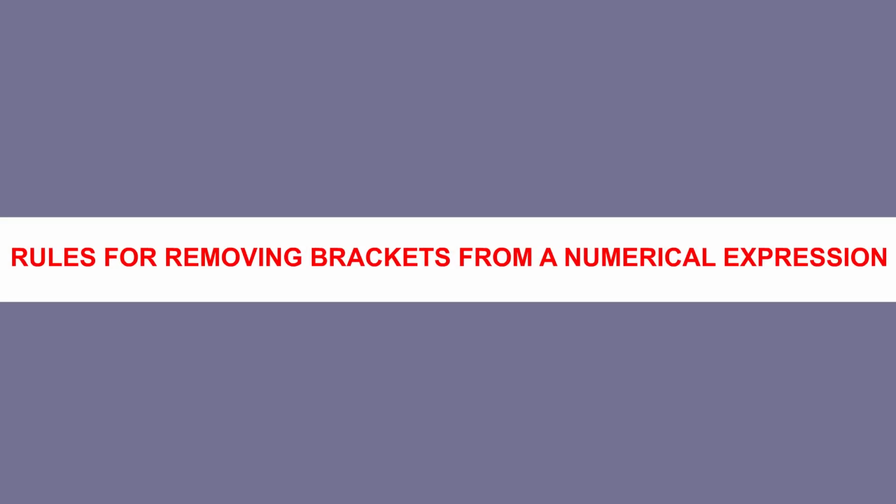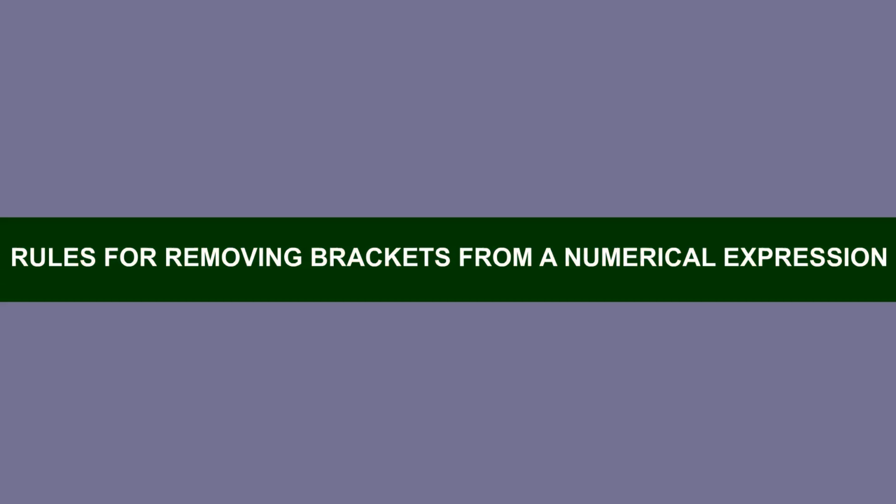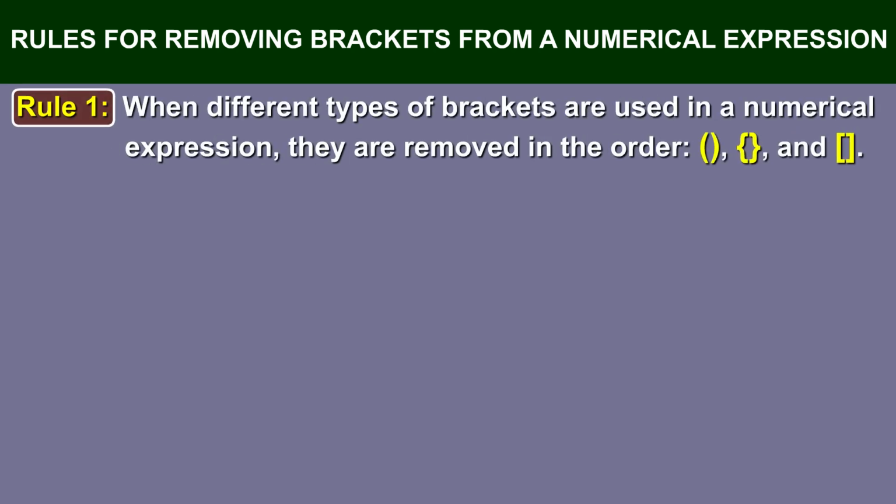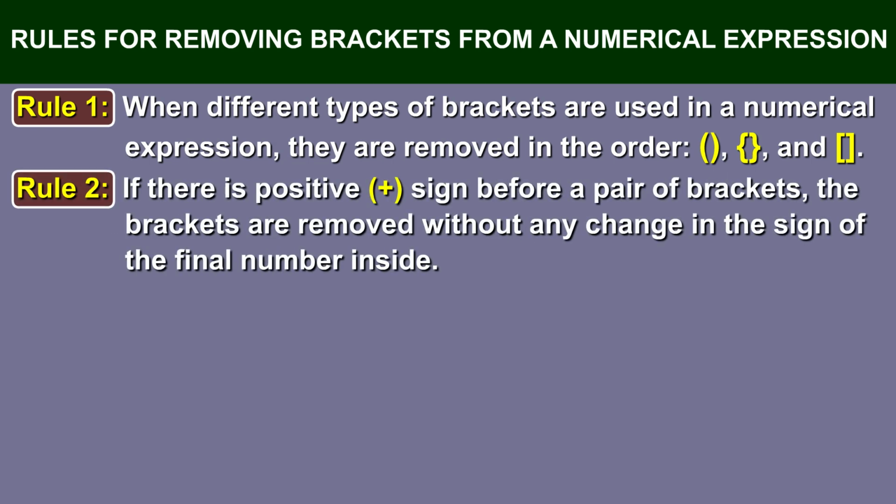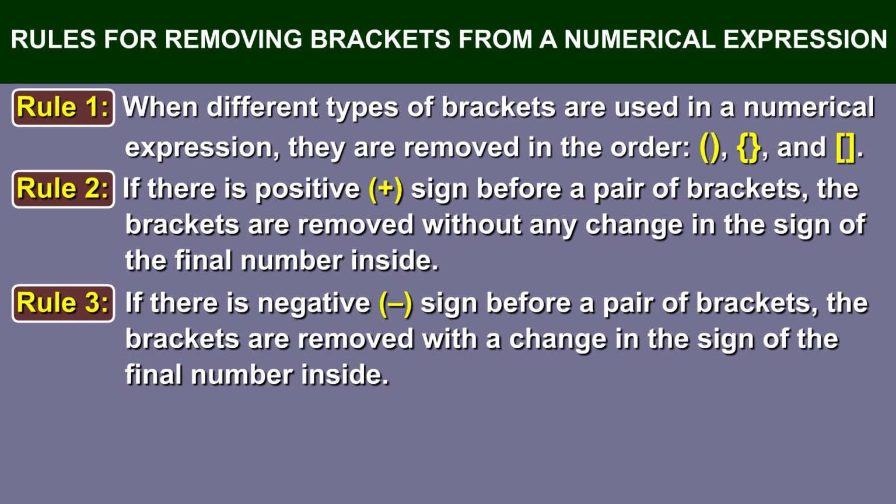Rules for removing brackets from a numerical expression. Rule 1. When different types of brackets are used in a numerical expression, they are removed in the order: round brackets, curly brackets, and square brackets. Rule 2. If there is a positive sign before a pair of brackets, the brackets are removed without any change in the sign of the final number inside. Rule 3. If there is a negative sign before a pair of brackets, the brackets are removed with a change in the sign of the final number inside.